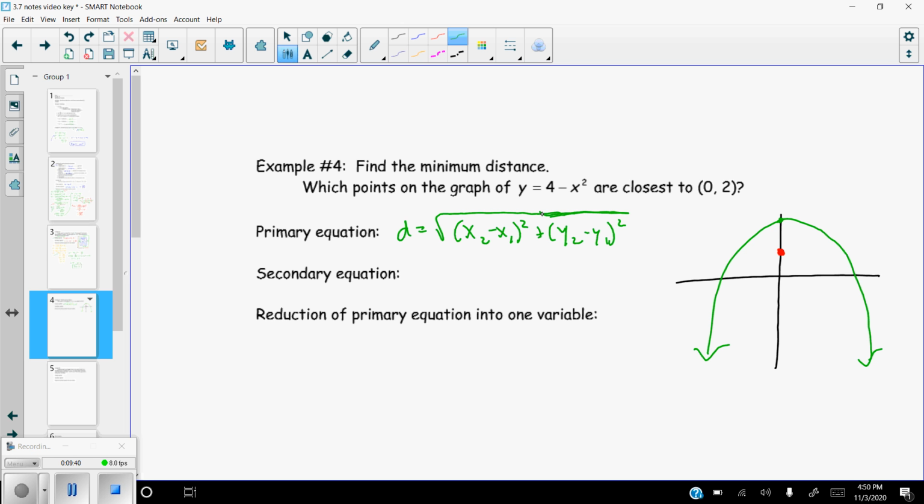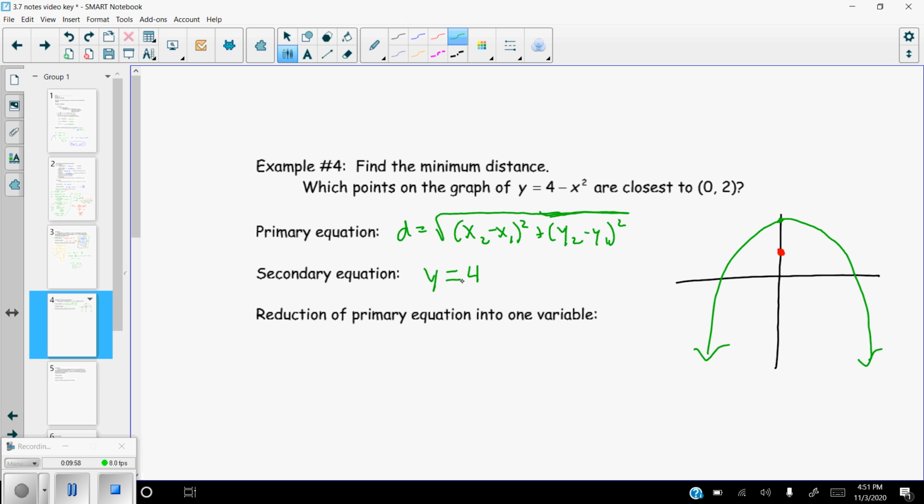And then we take the square root, because really if we squared both sides, you would get the change of the x's squared plus the change of the y's squared equals the distance squared. So it really comes from a triangle. It comes from Pythagorean theorem. The secondary equation is the one that's given to us: y equals 4 minus x squared.